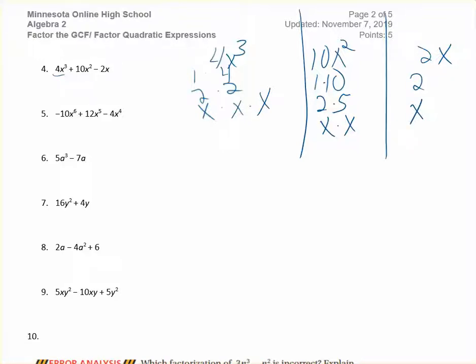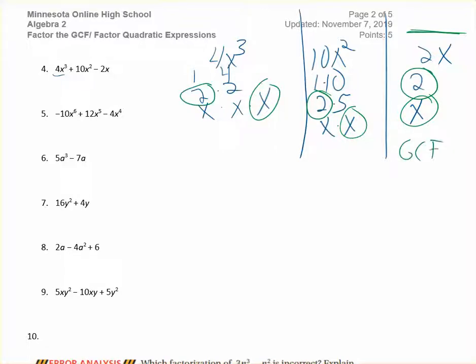Now you look through and you find numbers and variables that are common. There's an x in every one of them. You can only circle 1x because this last term only has 1x. You can't go over the minimum. And does everyone have a 2? This one has a 2, this one has a 2, this one has a 2. So your greatest common factor, which you don't need to write down like I'm doing, but you can, is 2x. What do you do with that greatest common factor? You put it in front, and then you put a set of parentheses. Now, inside the parentheses, we have to take each term in order and divide it by the greatest common factor.